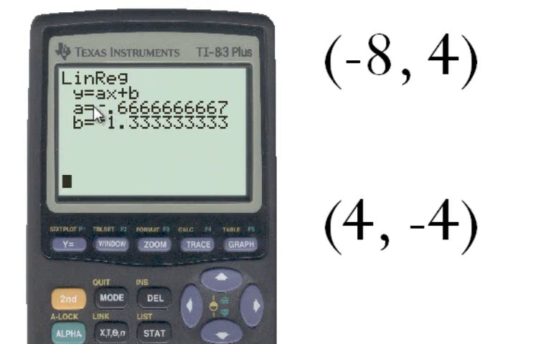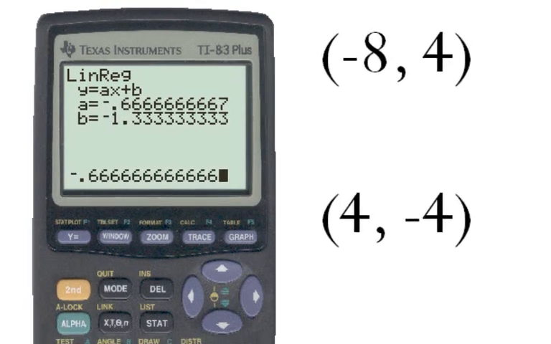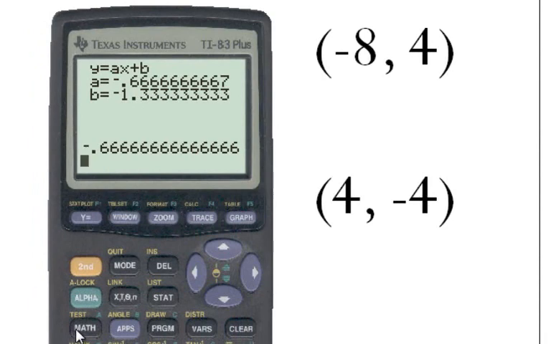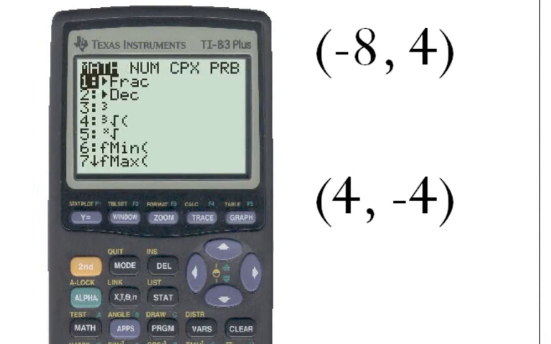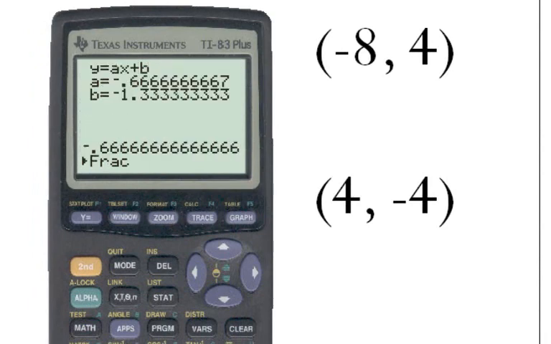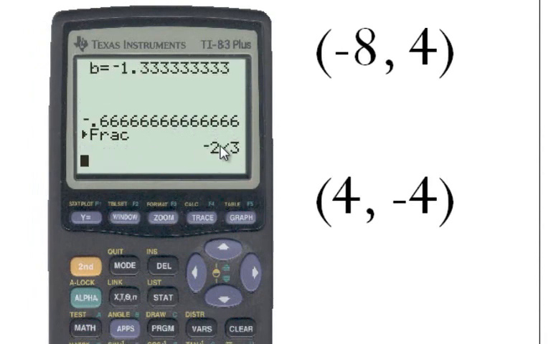Okay, so it tells us the slope, which in this case is a, and it says -0.66666. If you don't know how to turn that into a fraction, or what fraction that is, you can just type it in, -point, and then repeating 6. Now I'm going to hit math, and fraction is already selected, so you hit enter twice, and it'll tell you what that fraction equals.